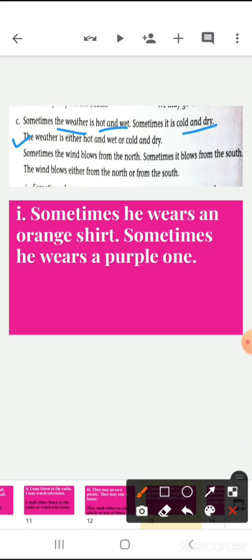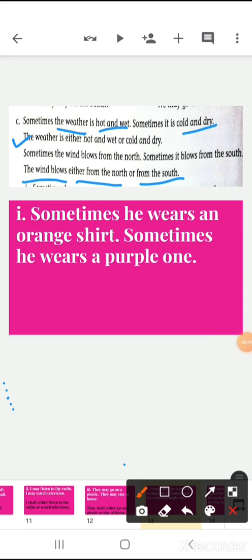Sometimes the winds blow from the north. Sometimes it blows from the south. So how we have to rewrite it? The winds blow either from the north or from the south. How we have to convert it?